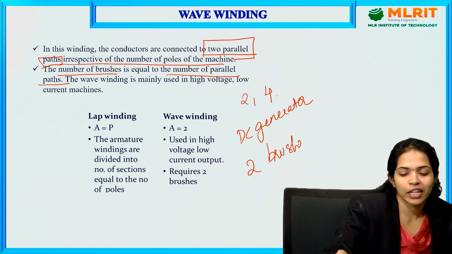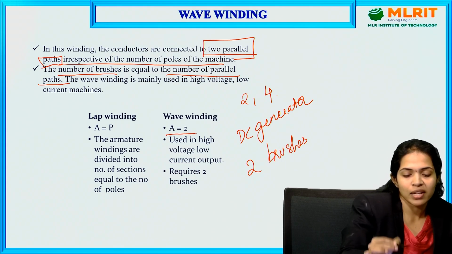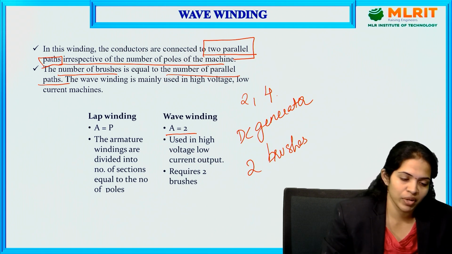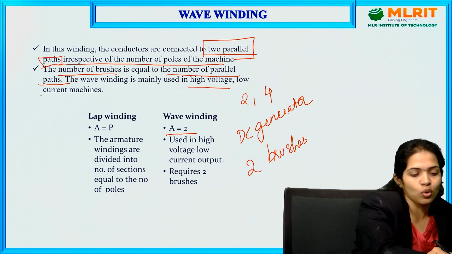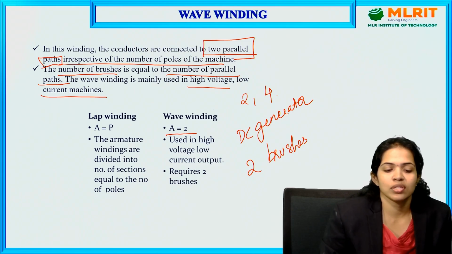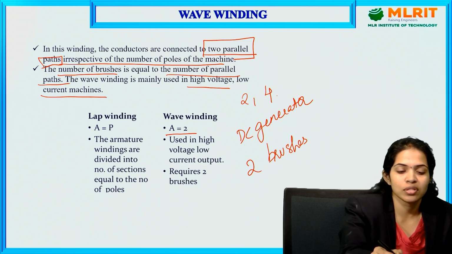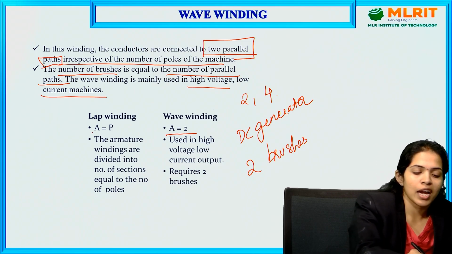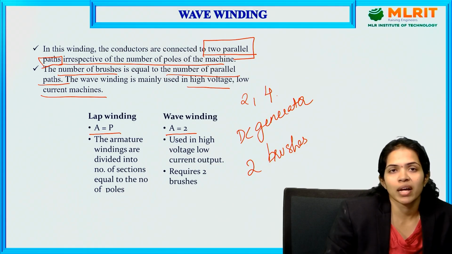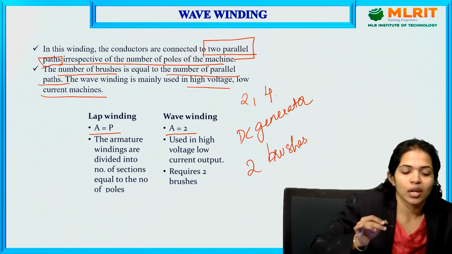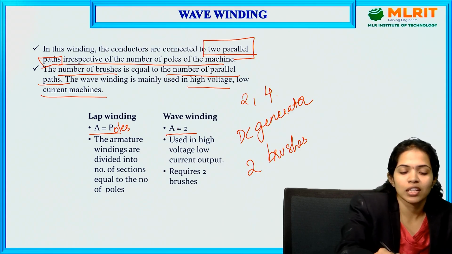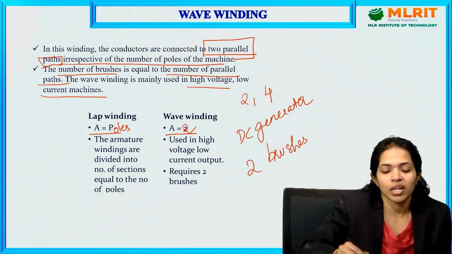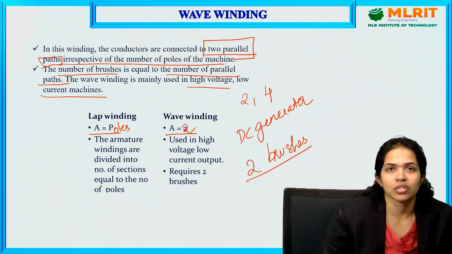For a wave winding, your parallel paths are equal to the number of brushes. The wave winding we can use in high voltage and low current machines. Its applications are mainly in high voltage and low current machines. And in lap winding, your number of parallel paths will be equal to the number of poles. In wave winding, the number of parallel paths is equal to 2, which is nothing but the number of brushes.